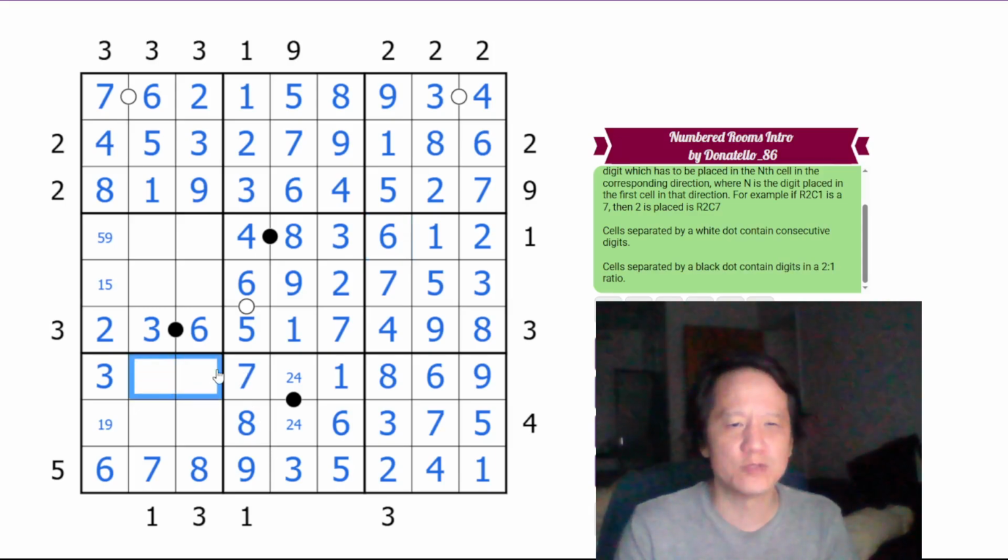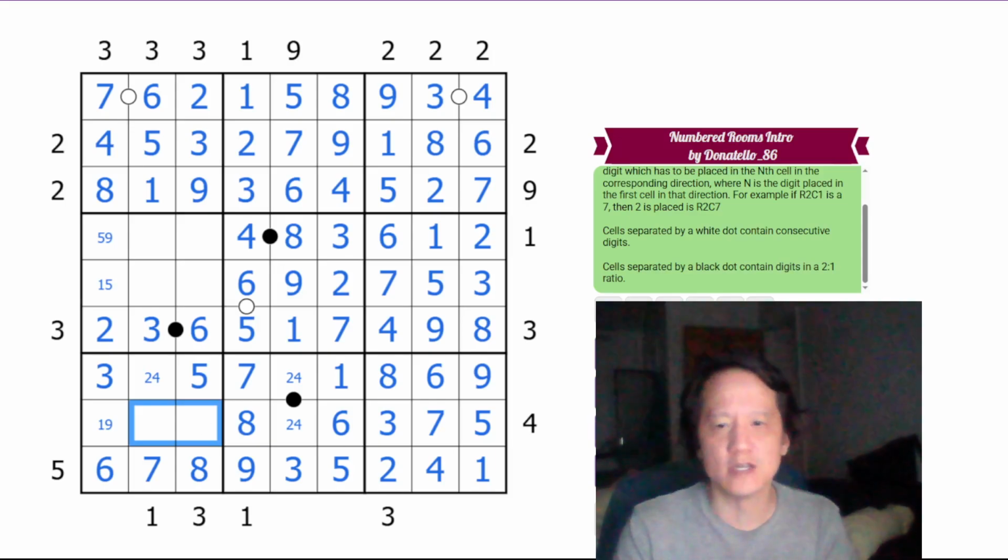Remaining digits of row 7 are 2, 4, and 5. 5 cannot be here. Where can the 5 be in row 7? It has to be here. So this is 5. This is 2 or 4. Remaining digits in row 8 are 1, 2, 4, and 9. Well, this can't be 2 or 9. This can't be 1.